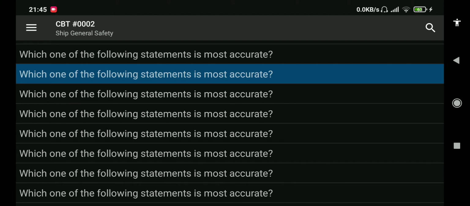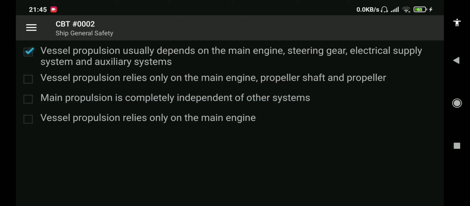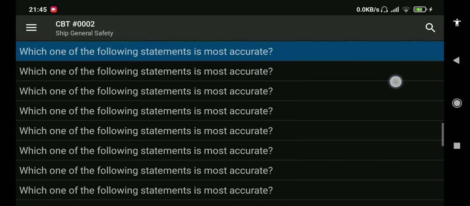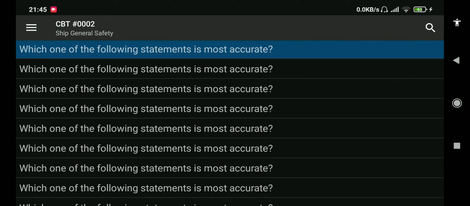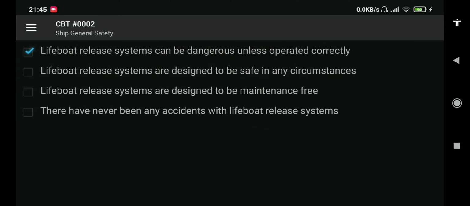Which of the following statements is most accurate? Vessel propulsion usually depends on the main engine, steering gear, electrical supply system, and auxiliary system. So this is correct. Which of the following statements is correct? Lifeboat release system can be dangerous unless operated correctly. Of course, you must operate your lifeboat correctly.